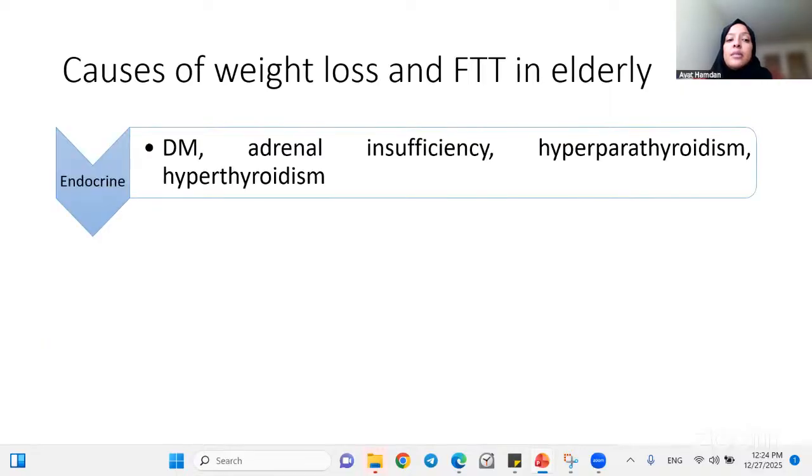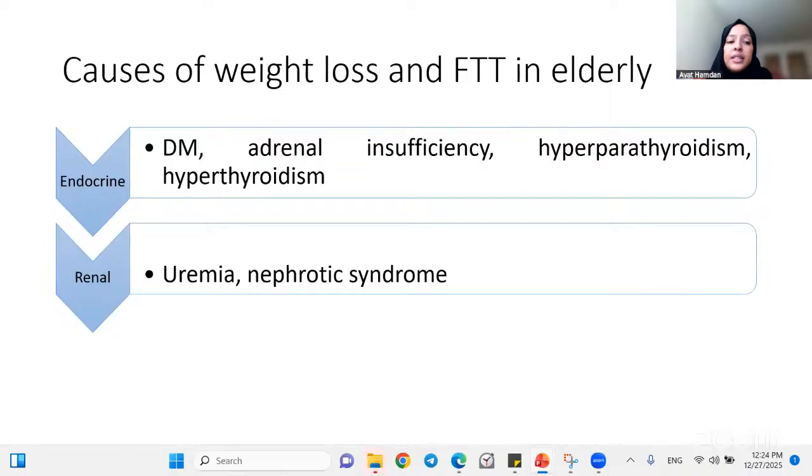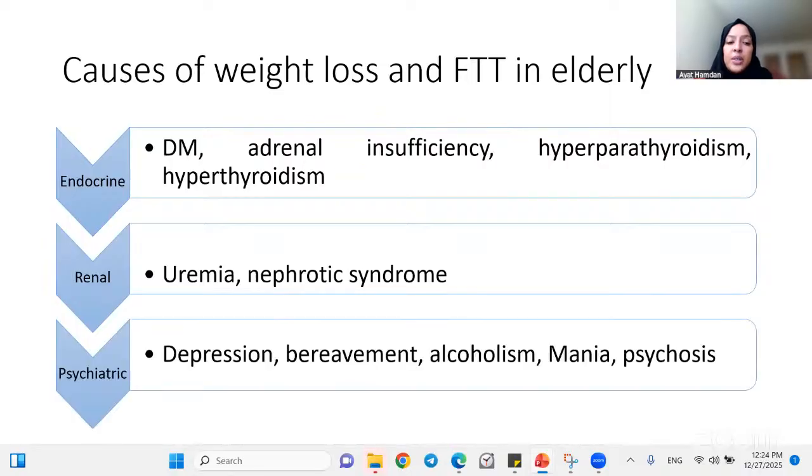For endocrine disease, remember diabetes, adrenal insufficiency, hyperparathyroidism, or hyperthyroidism. For renal, think about uremia and nephrotic syndrome. For psychiatric, remember depression, and bereavement, because if they lose a loved one, they might stop eating. Alcoholism, mania, and psychosis.